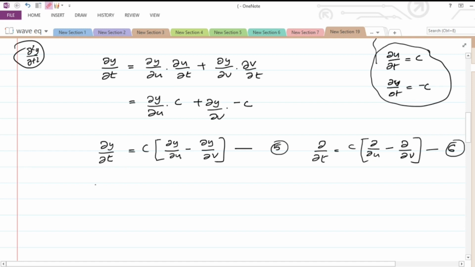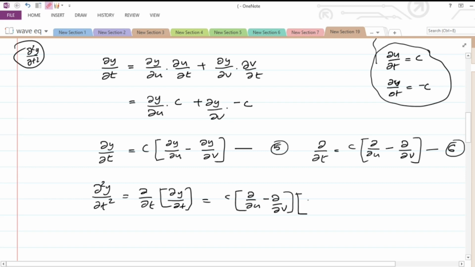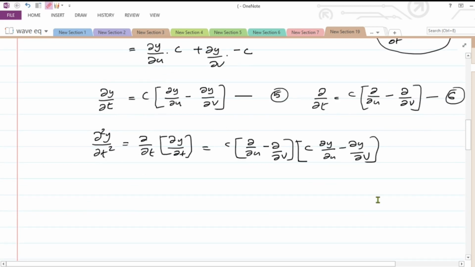Okay, now what we need to do is, we have to find ∂²y/∂t², which is equal to ∂/∂t of ∂y/∂t. Okay, so for this we substitute 5 and 6. First of all we put 6 instead of ∂/∂t, that is c into (∂/∂u minus ∂/∂v), into, instead of ∂y/∂t we substitute 5, c into (∂y/∂u minus ∂y/∂v). Okay, so we can take both c's outside, we can take c square.